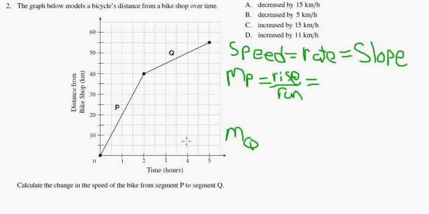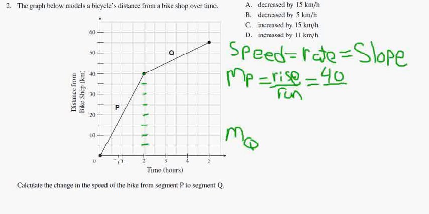Now, the rise for P, we can just count it. It goes 1, 2, 3, 4, 5, 6, 7, 8 spots up. But our scale is not 1 to 1. Our scale here is every 2 goes up by 10. So this actually has a rise of 0 to 40. This has a rise of 40.